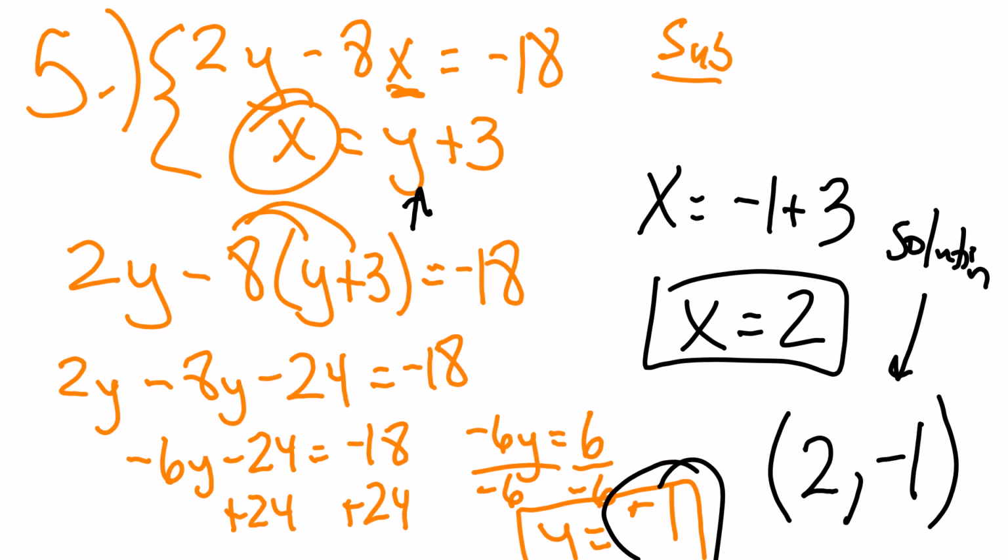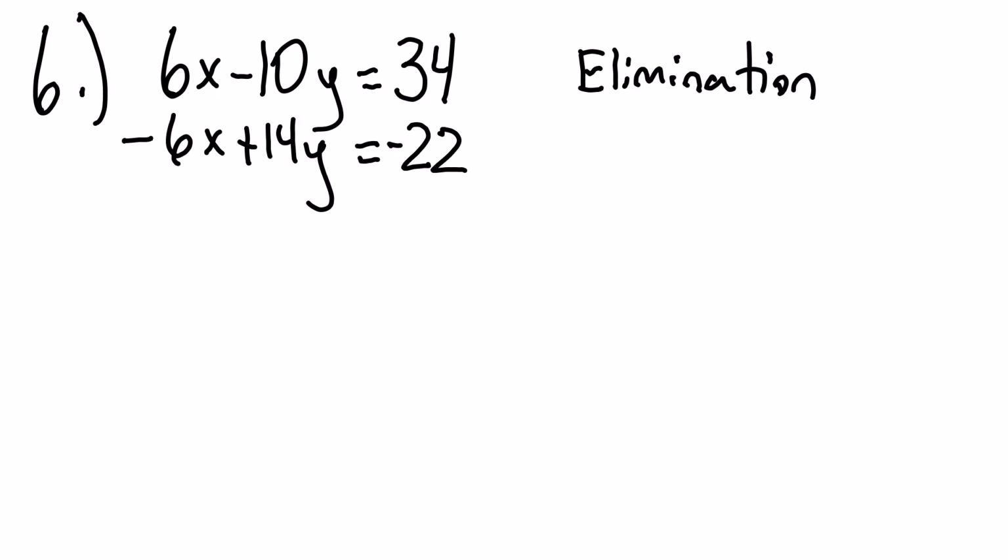Moving on. Alright, number 6 is 6x minus 10y equals 34. And remember, it's another system of equations, so I also have a second equation, minus 6x plus 14y equals minus 22.